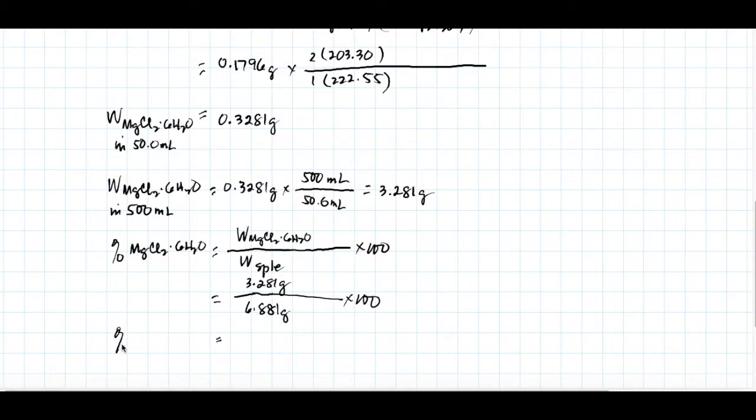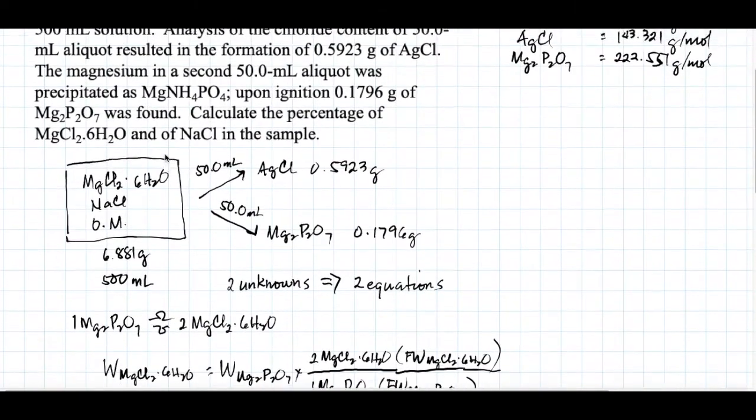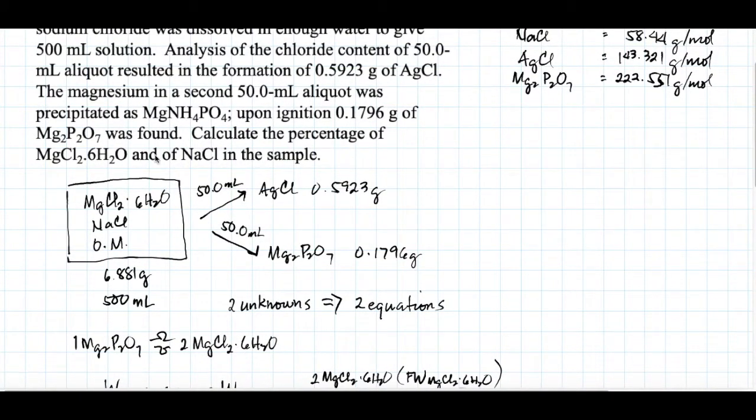So finally, percent magnesium chloride hexahydrate will be equal to, so I have 47.68%. Okay, so now the next question is, we need to calculate percent sodium chloride in the original sample.